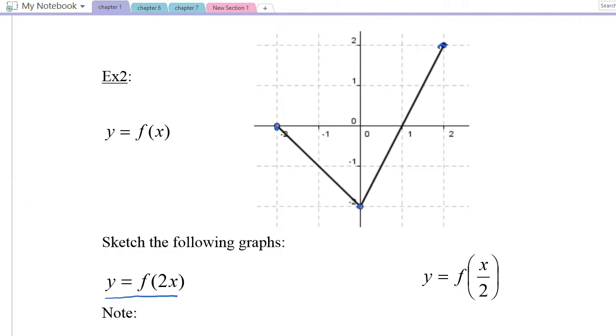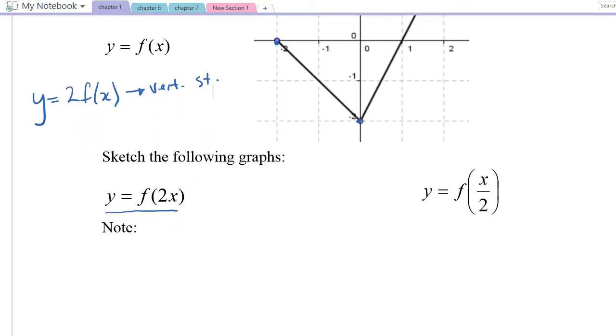Last time we were graphing y is equal to 2 times f of x, right? And if you remember, that was a vertical stretch. So now when we're graphing y, you see the 2 is inside of the function, and so this is going to make a horizontal change. For the note here, I'll simplify it.